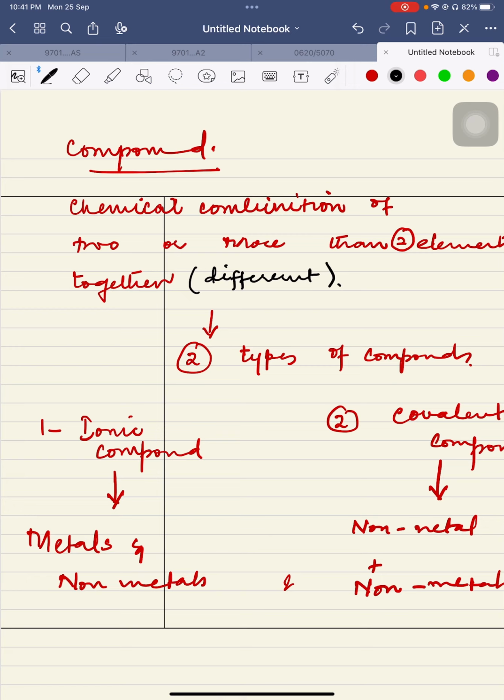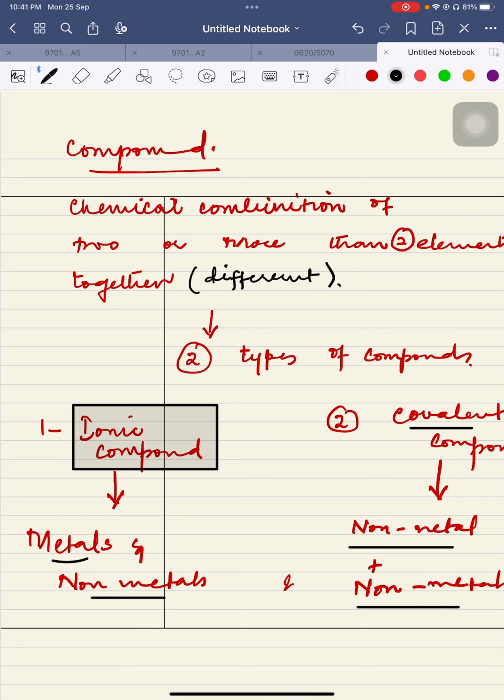So basically, there are two different types of compound. One is the ionic compound, whereas the other is the covalent compound. An ionic compound is always formed by the combination of a metal and a non-metal, whereas a covalent compound is always formed by a non-metal and another non-metal. So this is the difference between the two.